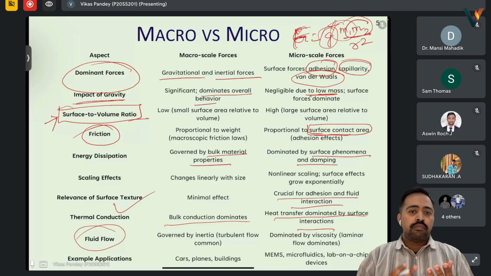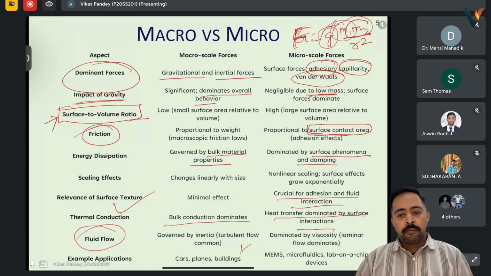So some examples of macro scale systems are cars, buildings, planes. Okay. In case of micro scale, there are MEMS devices, microfluidic devices, lab on a chip devices.